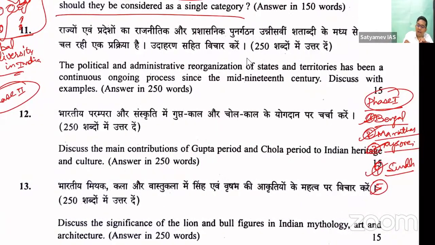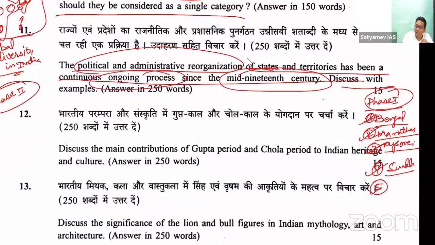Look at this. The political and administrative reorganization of states and union territories is a continuous ongoing process since mid 19th century, discussed with examples. So we have given the adequate examples. You can bring in between the Sikkim and different northeastern states. A creation of Jammu and Kashmir and Ladakh in the present, that is also reorganization. Yes, tell me.